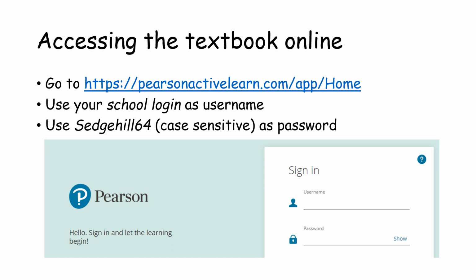For the rest of this lesson, you will need to be able to access the history textbooks that we use at school, and you can access these online. So you need to follow the instructions on this slide. You need to go to their website, pearsonactivelearn.com. You need to use your school login as your username, so that would go in that top space there, and then Sedgehill64, starting Sedgehill with a capital letter, as your password. So again, pause the video, open a new tab, go to that website and log in.